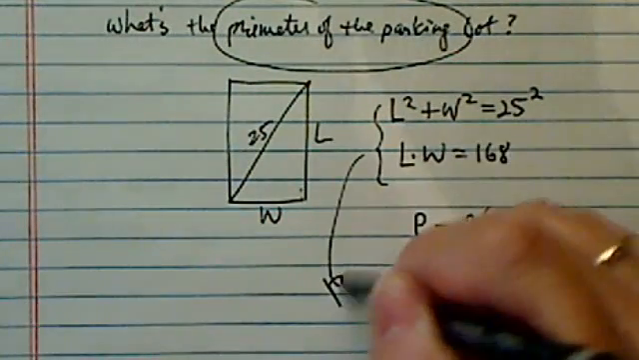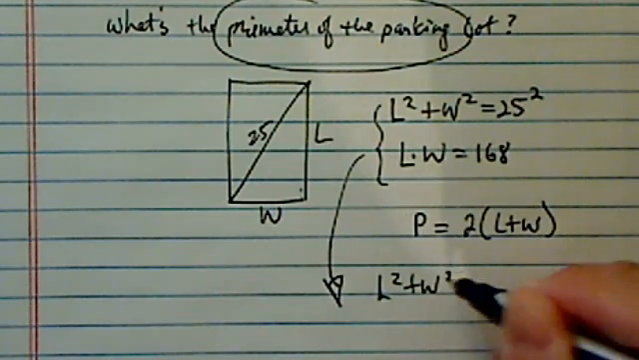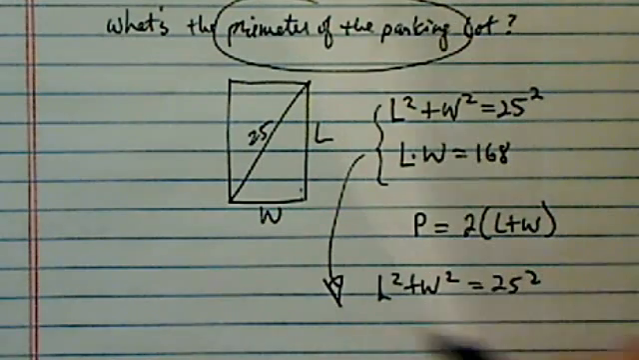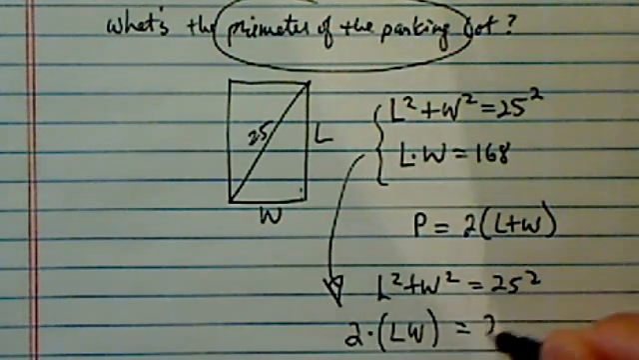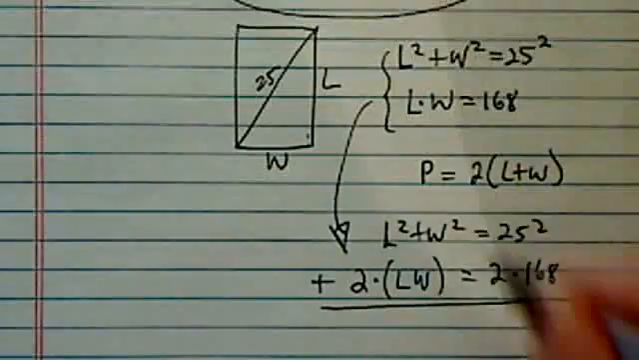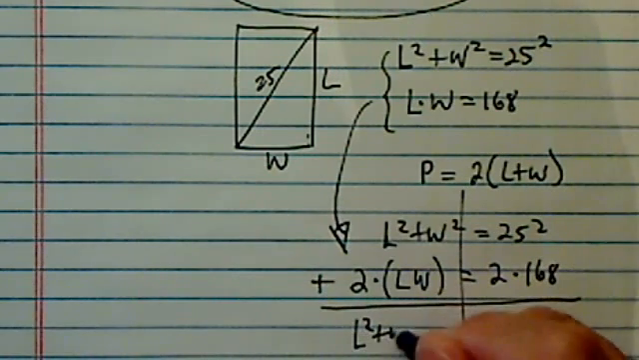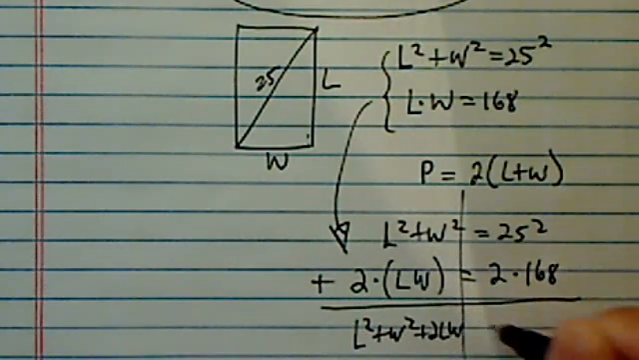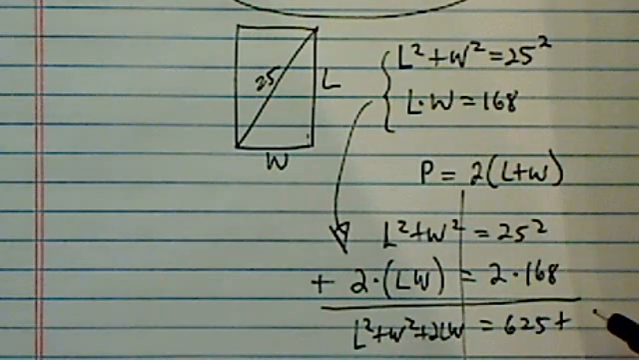So instead of solving it directly, which is a mess, what we can do is this. L squared plus W squared equal to 25 squared. Twice LW is equal to twice 168. The reason I'm doubling it is because on this side, if I add everything together, I have L squared plus W squared plus twice LW, equal to 625 plus 2 times 168.